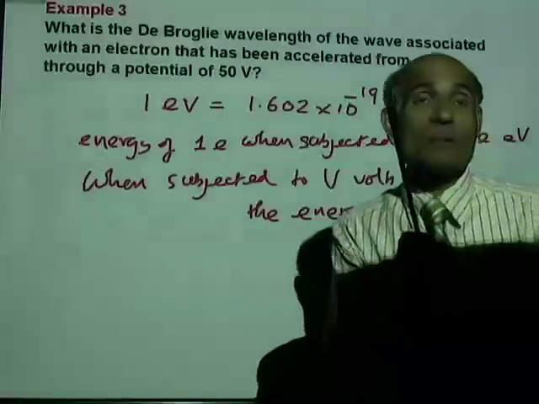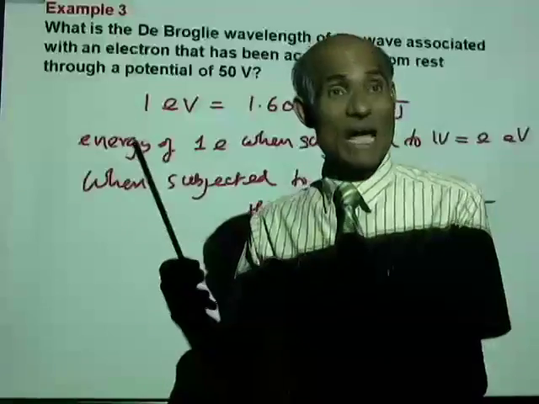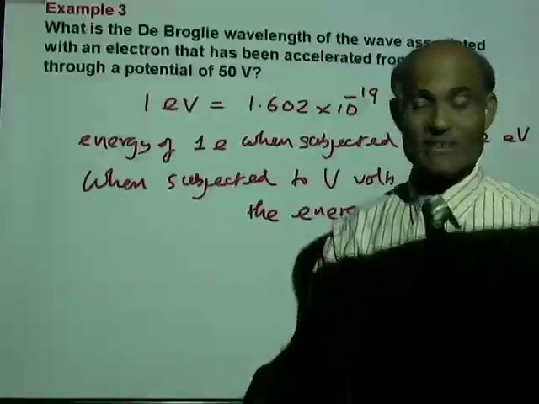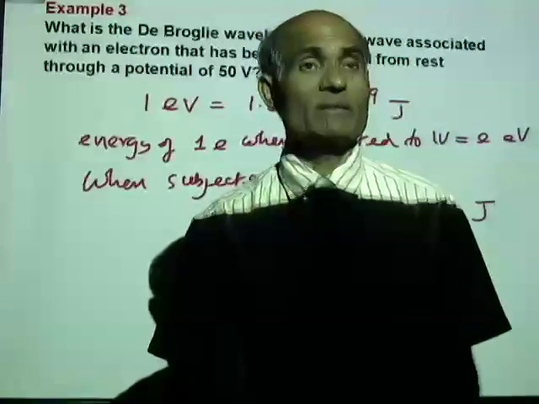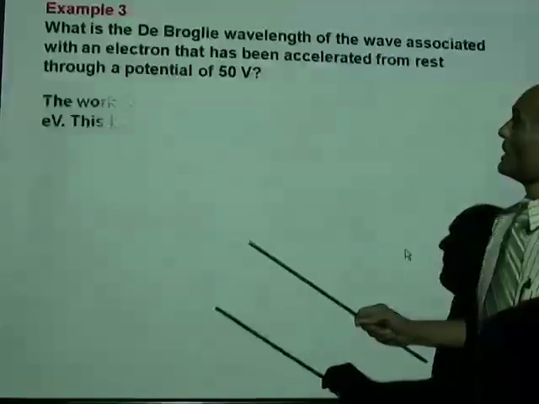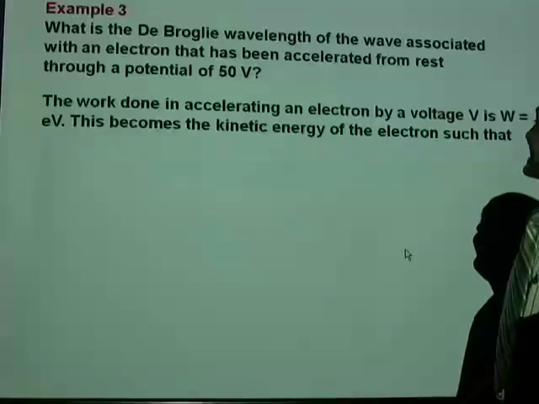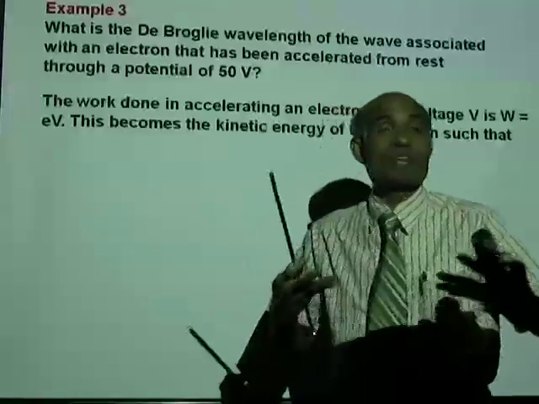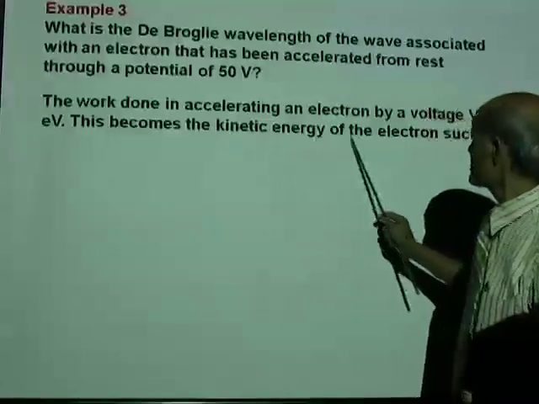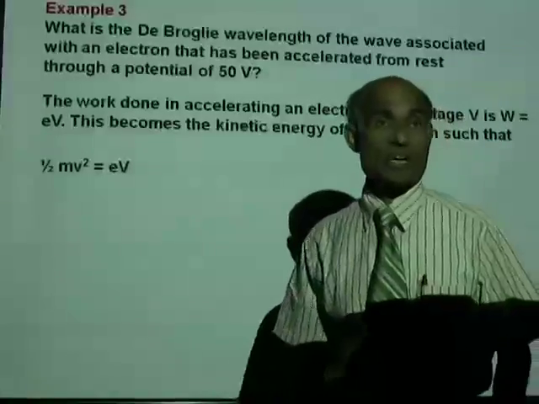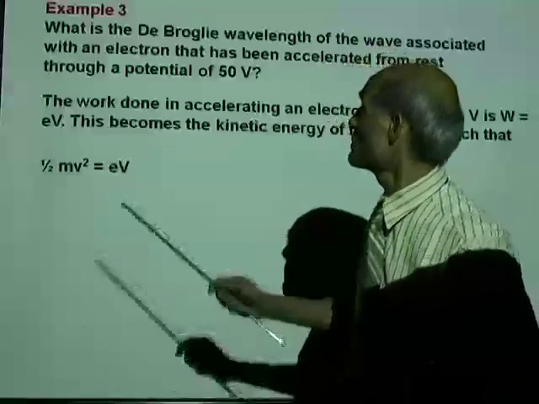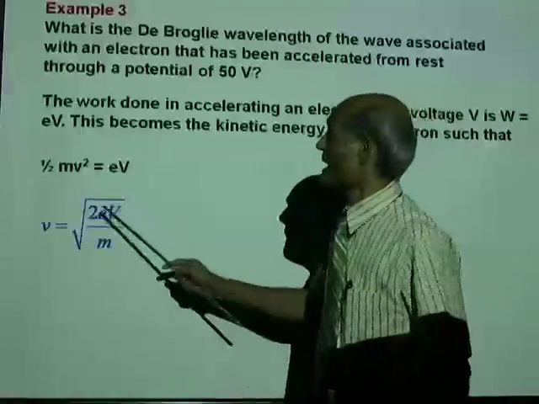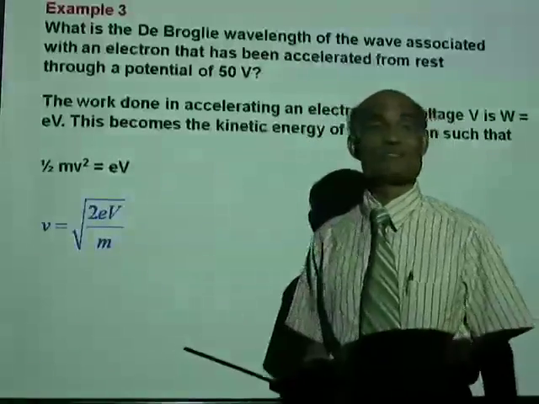And we can take that e times V joules and equate it to 1/2 mv squared and calculate the velocity of the electron from this given data. That's what we're going to do. Alright, let's do that now. So the work done in accelerating an electron by a voltage V is e times V. Work done is a measure of the energy acquired by the electron. Now this becomes the kinetic energy of the electron, such that 1/2 mv squared equals eV, and we can solve for the velocity of the electron from there. That will be v equals the square root of 2eV divided by m.